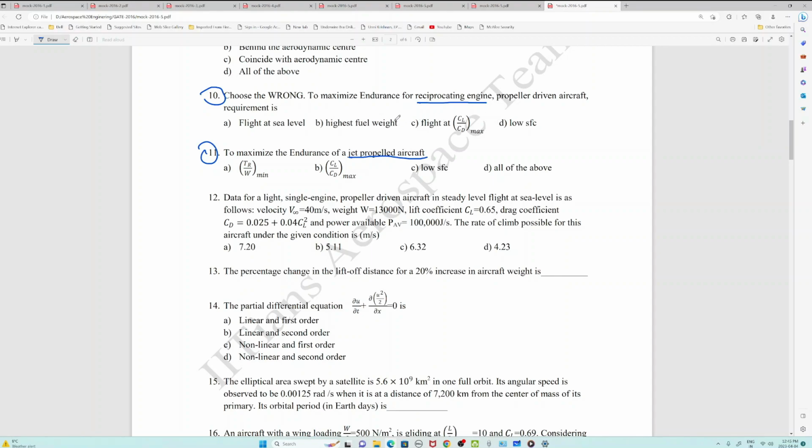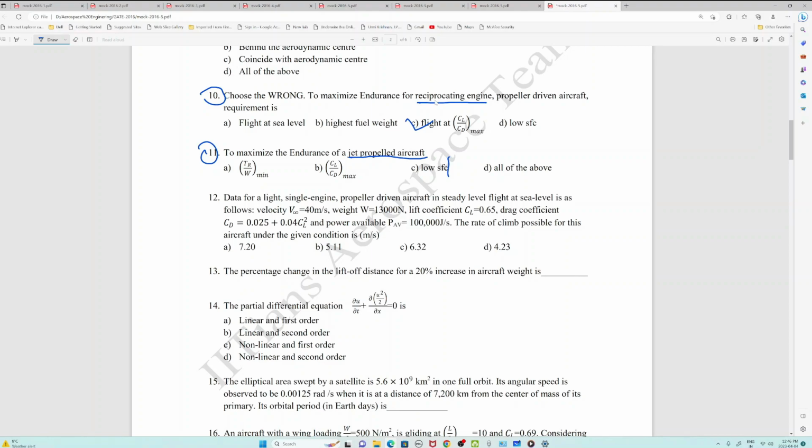So choose the wrong statement. To maximize the endurance for reciprocating engine, means propeller engine, what should be the condition, guys? Which one is the wrong? Highest fuel weight, flight at CL by CD maximum. This is the wrong one only, because the condition is CL^(3/2) by CD.